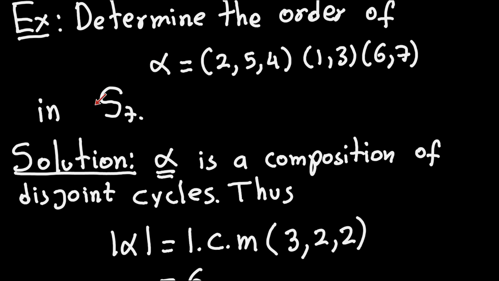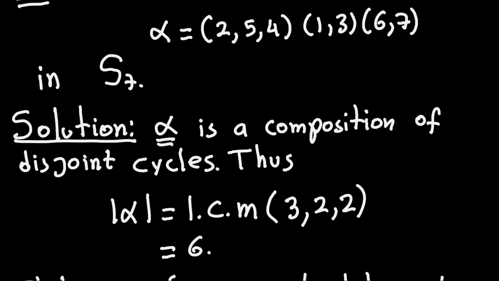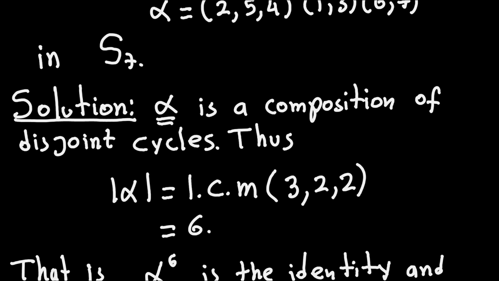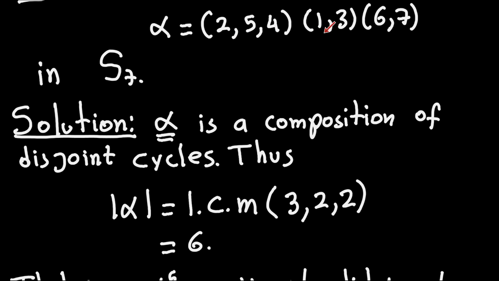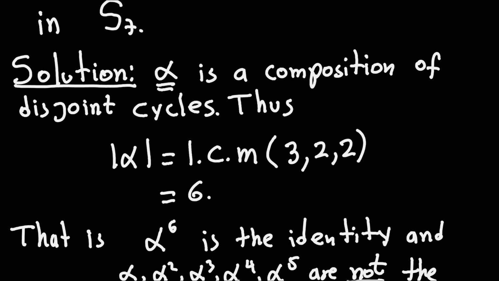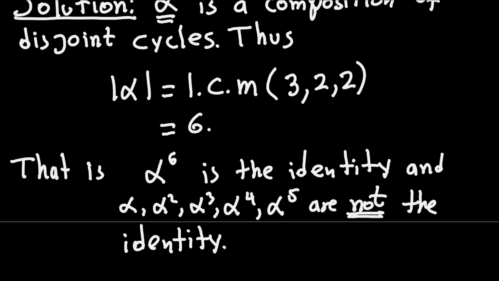We're going to consider this alpha as a permutation in S7, so it's a permutation of the numbers 1 through 7. By the theorem, the only thing you need to do is look at the length of each cycle. So this is length 3, length 2, and length 2. Because this is a composition of disjoint cycles, we can apply the theorem and say that the order of the permutation is the least common multiple of 3, 2, and 2, the lengths of the cycles, and that least common multiple is 6.